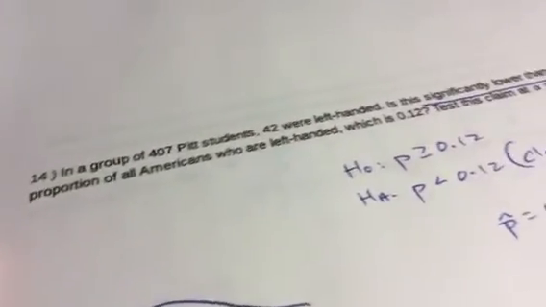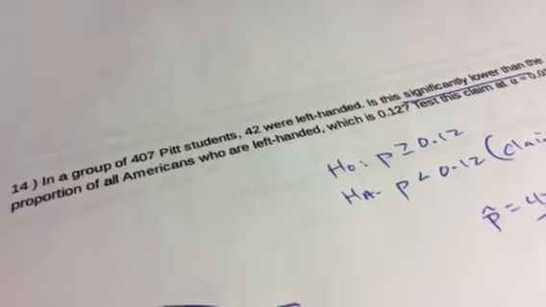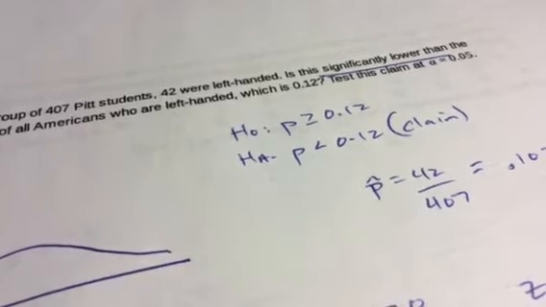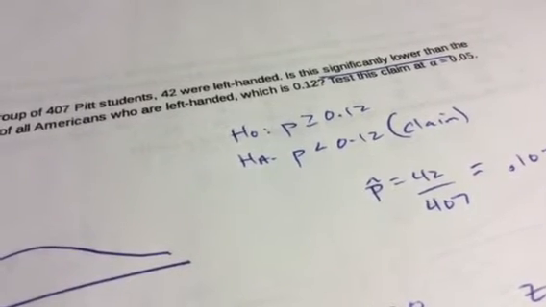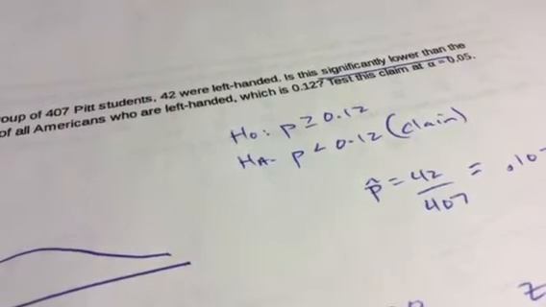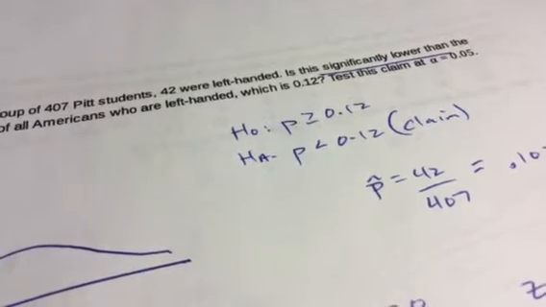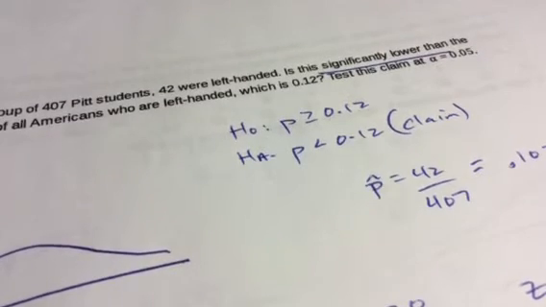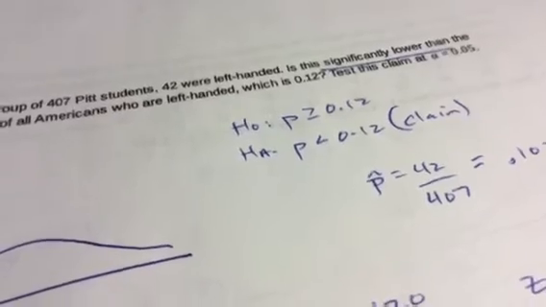And folks, we're rolling. The next one we're going to talk about is 14. In a group of 407 University of Pittsburgh students, 42 are left-handed. Is this significantly lower than the proportion of all Americans who are left-handed? So is it lower than? When we say significantly, is it statistically significant? All right, so the claim is p less than 0.12. The null hypothesis would be p greater than or equal to 0.12.